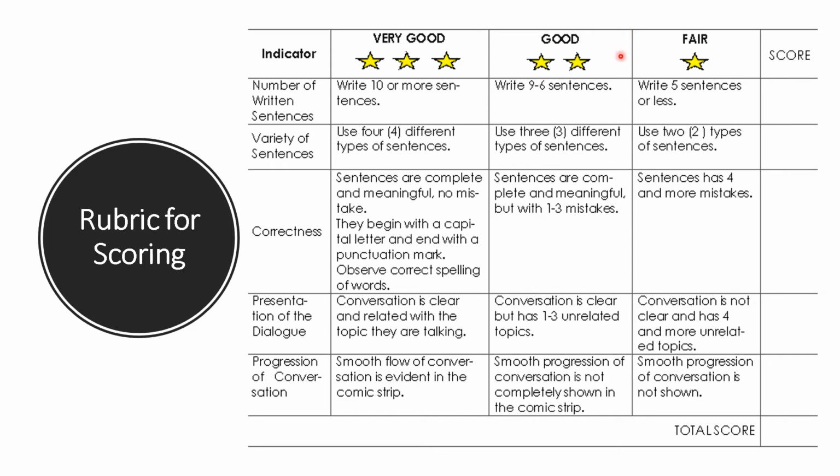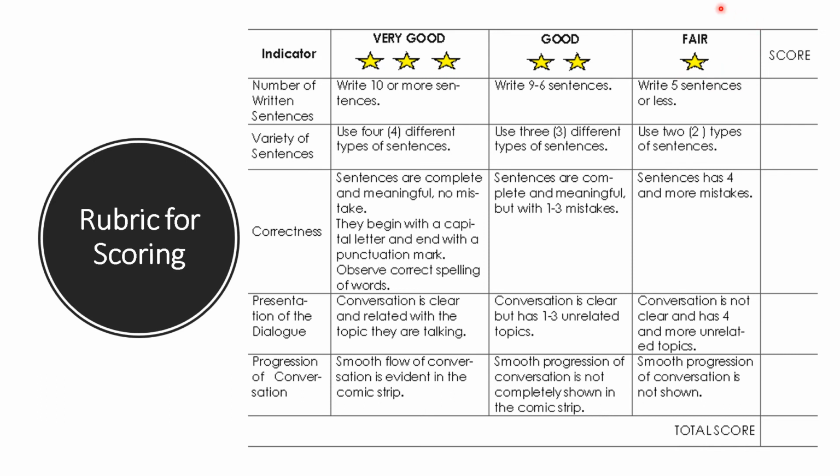You will receive 2 stars or good if you have written 9 to 6 sentences. You use 3 different types of sentences. The sentences are complete and meaningful but with 1 to 3 mistakes. The conversation is clear but has 1 to 3 unrelated topics. And there is a smooth progression of conversation which is not completely shown in the comic strip.